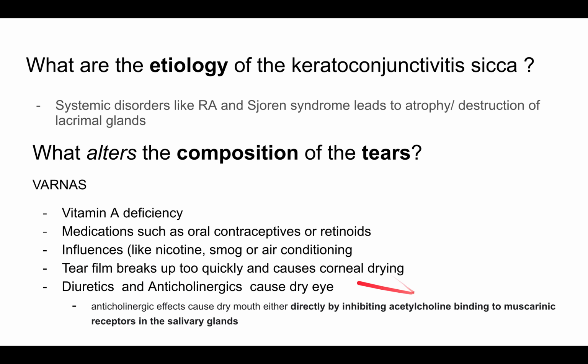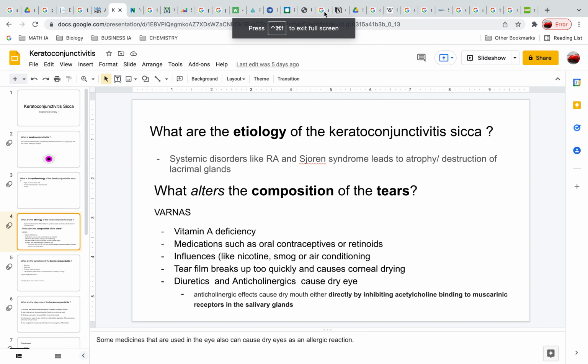So drugs can possibly cause dry eye. Anticholinergics, what example comes to mind? Any type of anticholinergic, which inhibits acetylcholine by binding to the muscarinic receptors on the salivary gland. Diuretics again, so that's going to be the A, and the S over here will possibly be the smog. Other things can be aging, corneal drying. Diuretics can possibly cause dry eye.